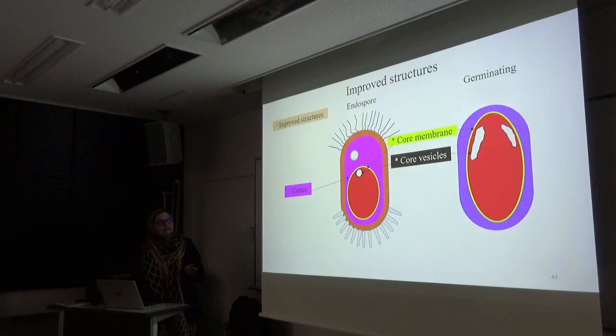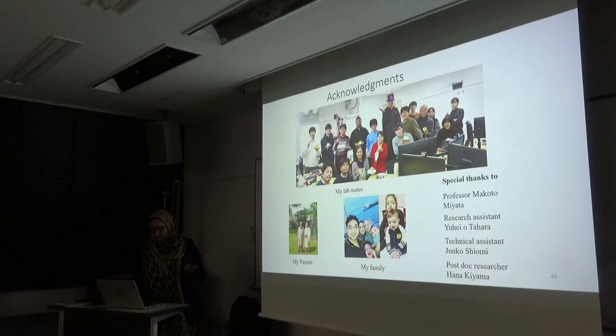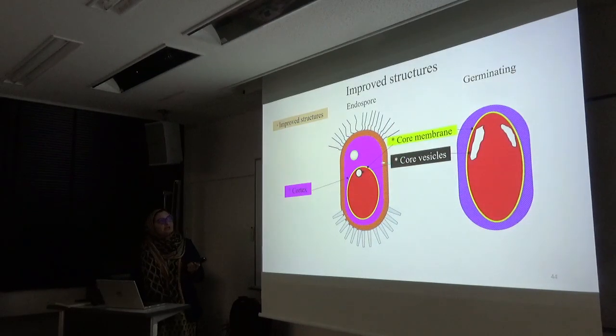I could also see the core membrane expansion, because in the endospore the core membrane has a specific volume and area. But we noticed that its area expands drastically during the germination process. This is very important information. Before this, it was visualized by many techniques, but this time we improved the resolution of these processes and structures.